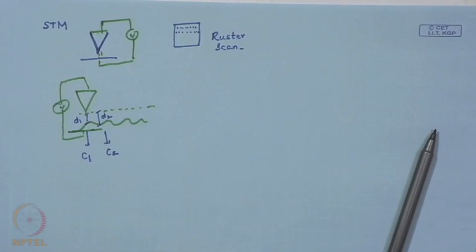So what are the essential features? You have a sharp metallic tip, you have a conducting surface, you apply a bias or a voltage, and then the tip scans or rasters.